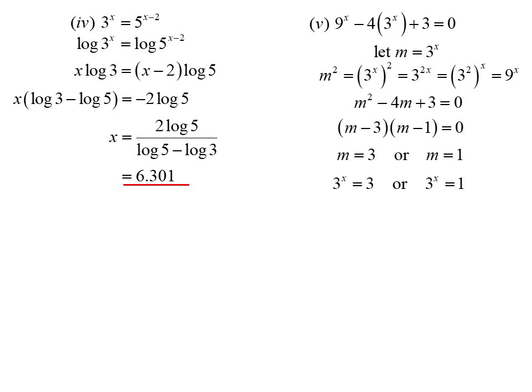Substitute back in what I let m be. 3 to the power of x is 3, or 3 to the power of x is 1, and they're two very simple exponential equations to solve. We get x equals 1 or x equals 0. As I say, you may not use that substitution, because you could just look at that and realise the pronumeral is 3 to the power of x and go straight to something like this.